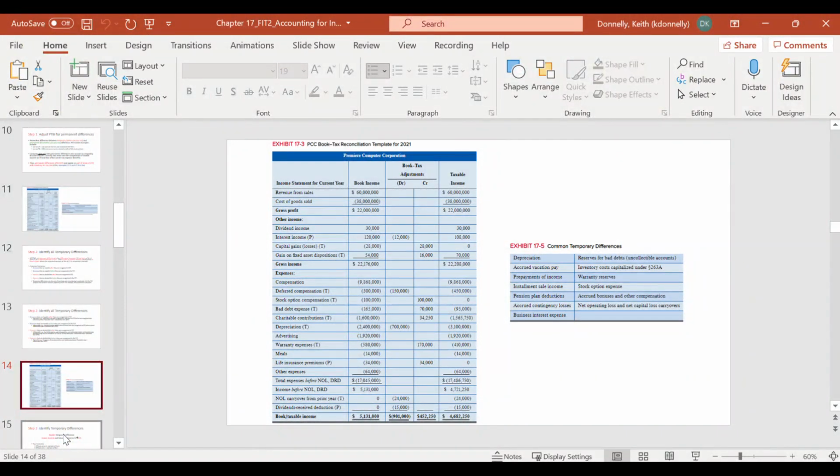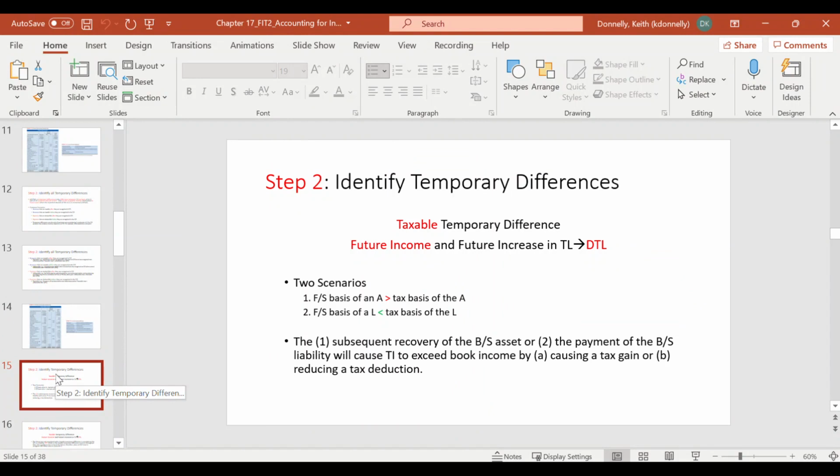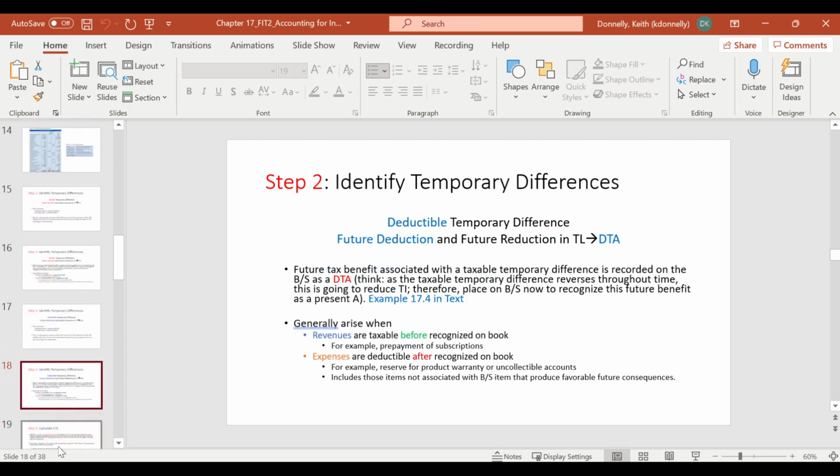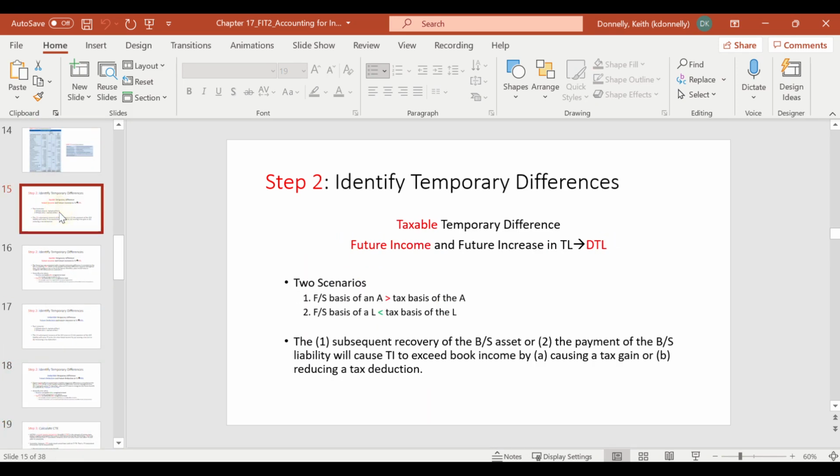So this is just showing you again the adjustments you would make, and then you would identify them as temporary book to tax differences. So they have here, once we identify them, there's basically two. We have taxable temporary differences, and then we have deductible temporary differences. And we've talked about some of them so far. So they say here, this is where they use this balance sheet approach, where the financial basis of it is going to be greater than the tax basis, or the reverse.